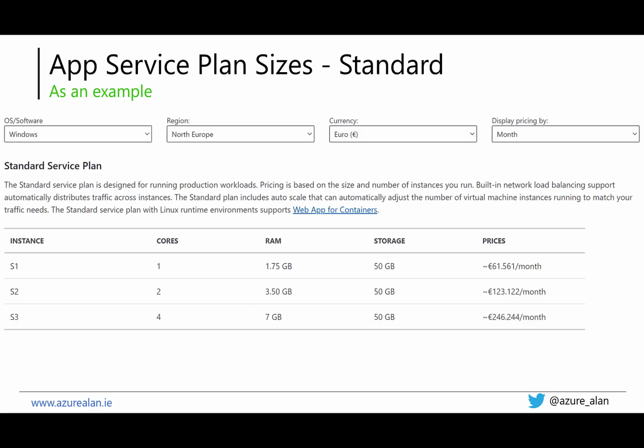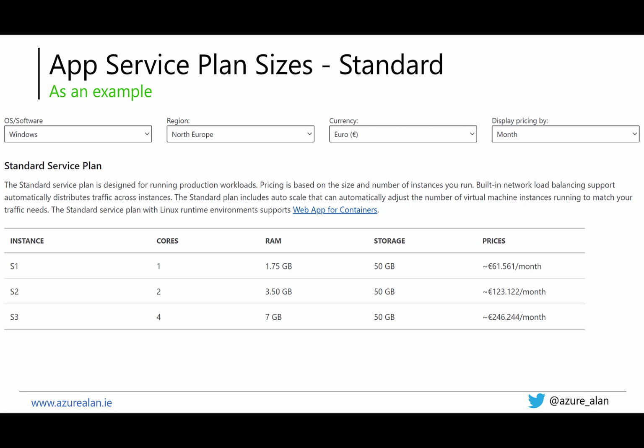Just as an example here, I mentioned the standard tier, it's pretty commonly used for production deployments. There's a few different sizes there of instances, so you can go to an S1, S2, or S3, and as you can see, the specs increase the higher up the instance size you go. A fairly common one I'd say is an S2 size, but the good thing is, as with most things in Azure, you can simply resize your app service plan whenever you need it.